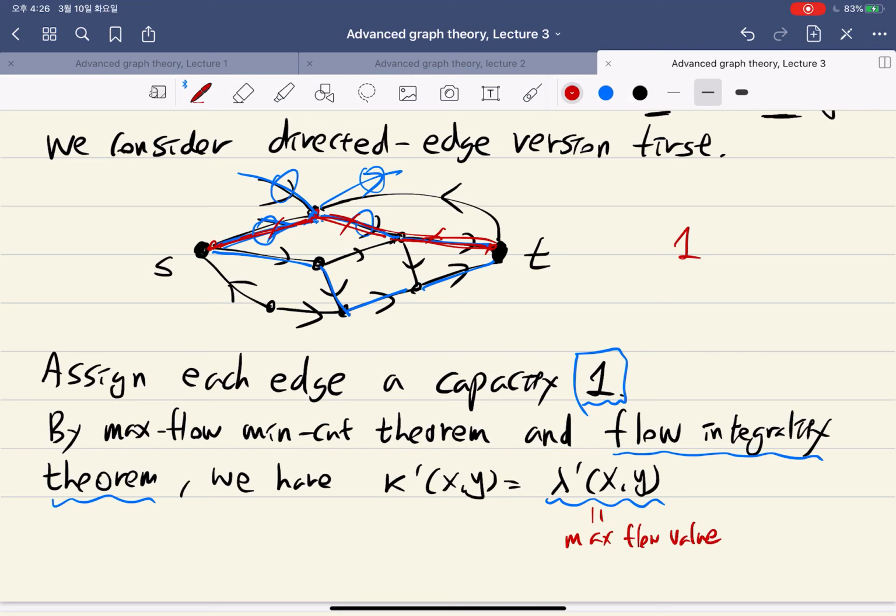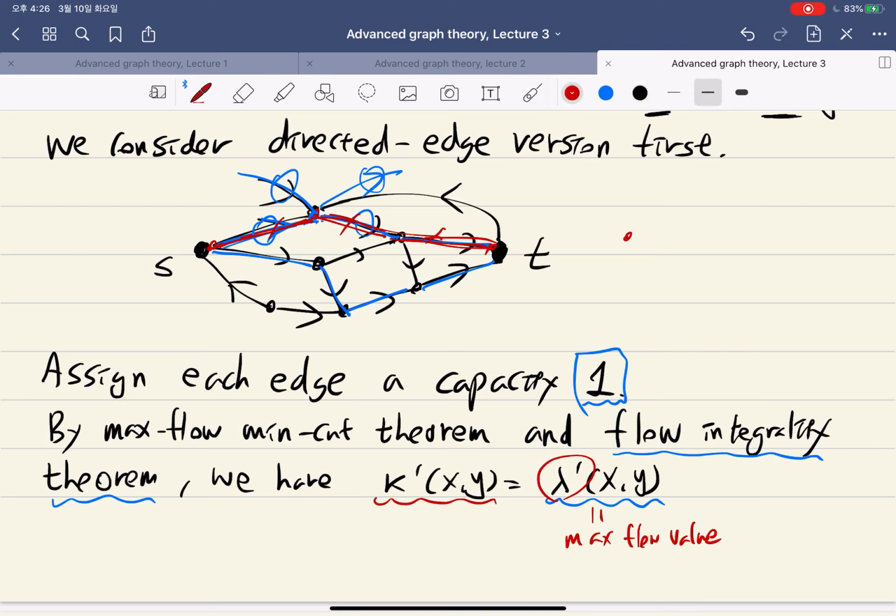Because this lambda prime is the maximum number of independent paths. And what's this kappa prime xy? Kappa prime xy is defined as the max cut, the maximum cut size.